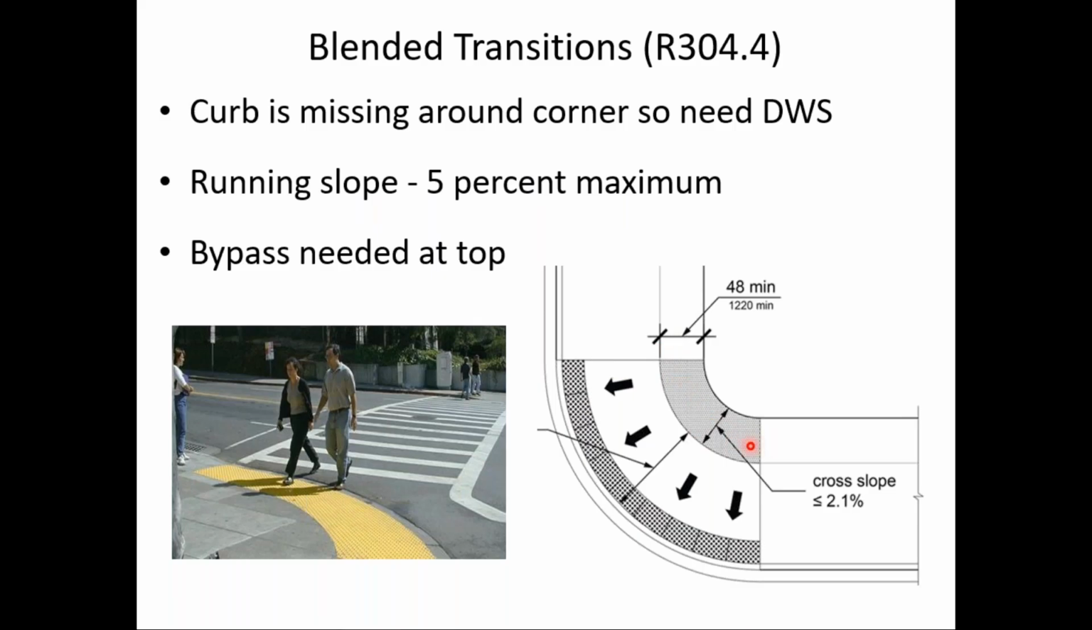And the bypass is simply a level area, because if you think about it, not all pedestrians will want to cross the street here. Some pedestrians will just want to go around the corner, or go around the corner like this. And so they need to have a level landing, if you will, to do that turning. And at a blended transition, that level area is called the bypass. So here the bypass is this kind of lighter gray area that you see.